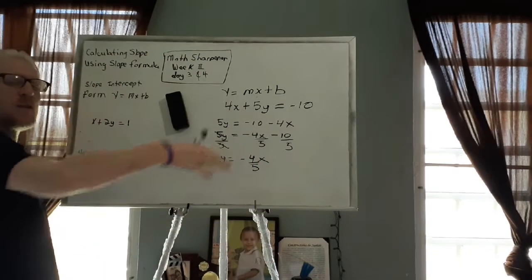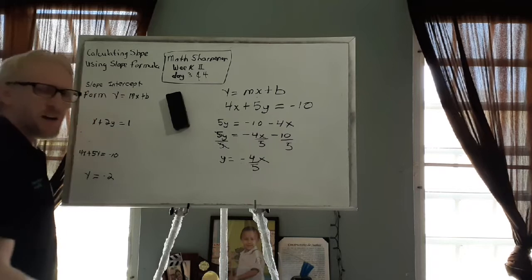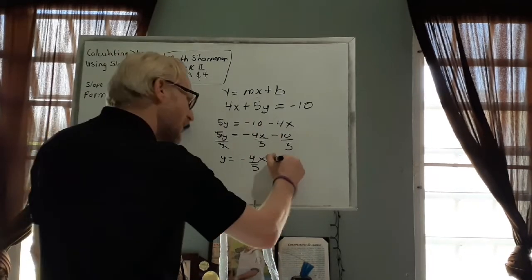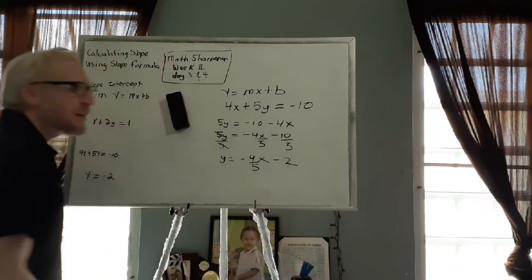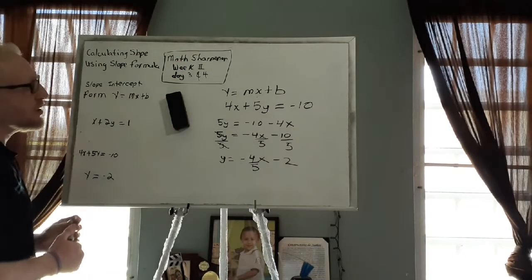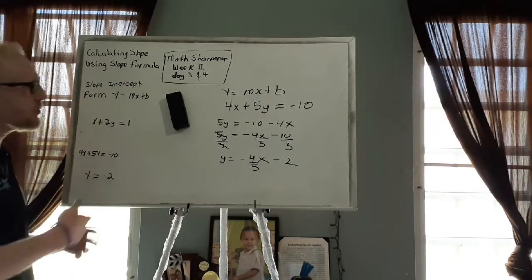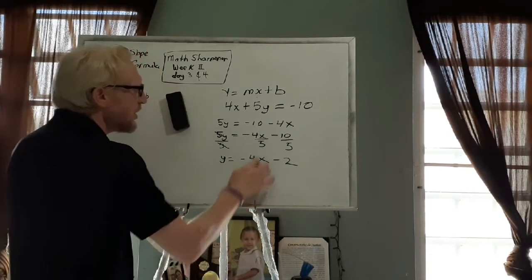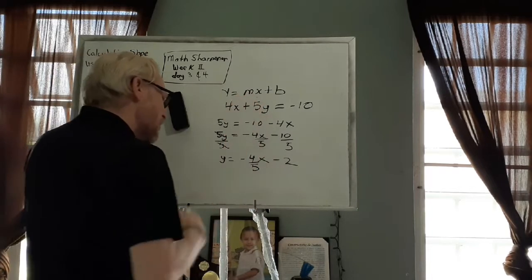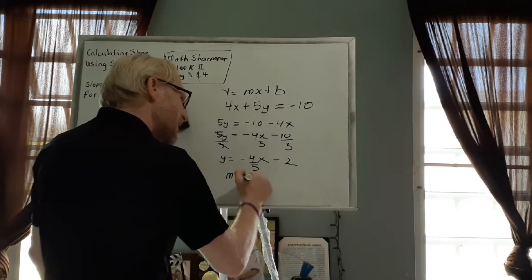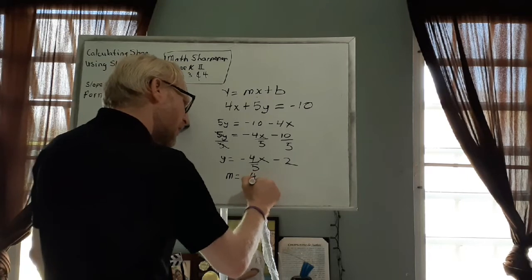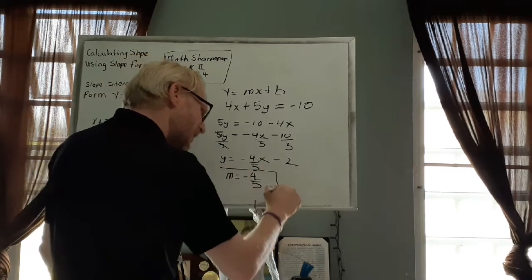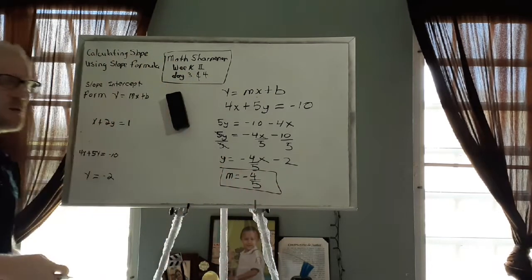And then negative 10 over 5. Now, I can divide that because 10 divided by 5 is 2, and since it's negative 10, it is minus 2. And that's it. Now, one thing that I need to do is not just rearrange it, but identify the slope. So the slope is actually going to be the negative 4 over 5. So m is negative 4 over 5. And that's how you do it, guys. That's how you identify the slope, okay?